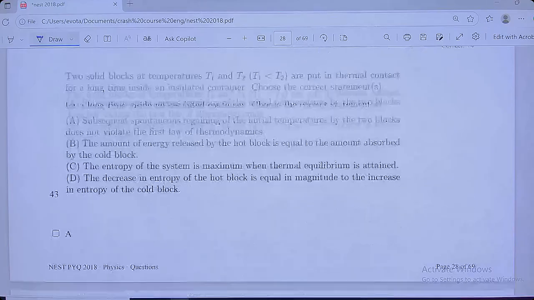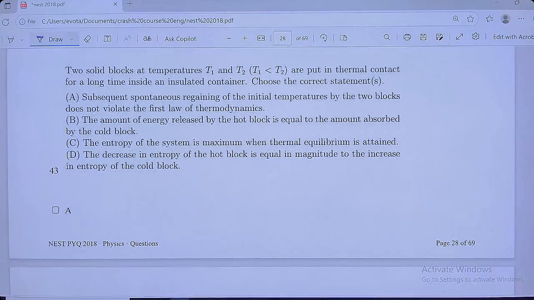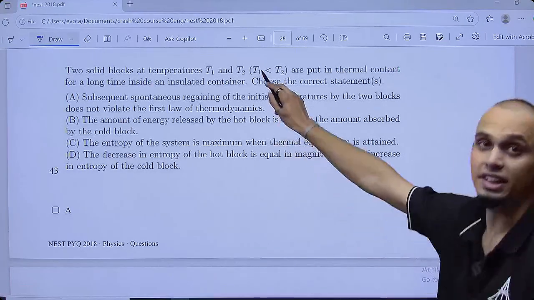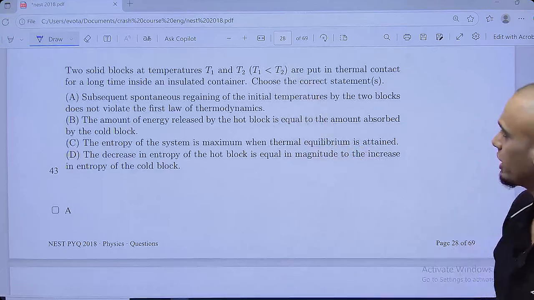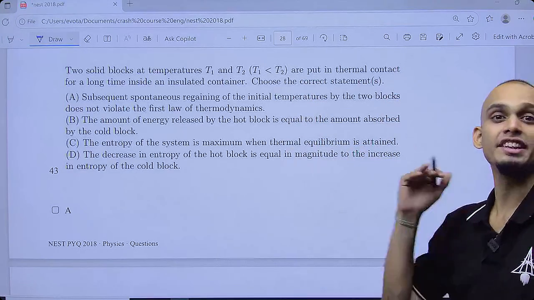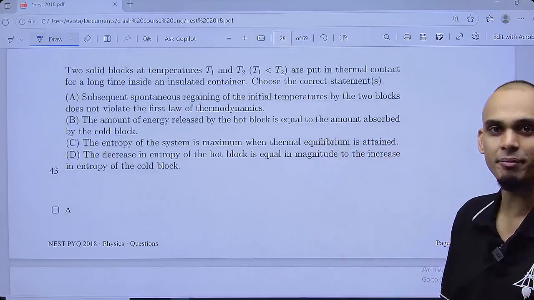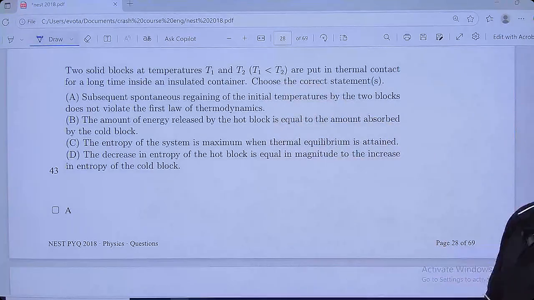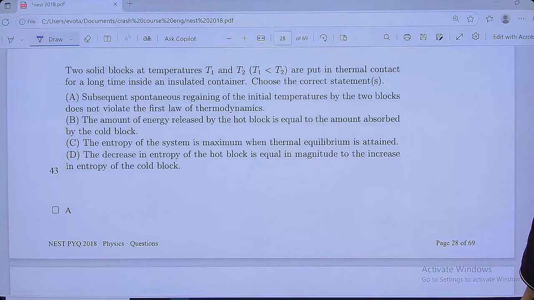In the next question, we have two solid blocks at temperatures T1 and T2. T1 is colder and T2 is hotter given to us. If they are placed in contact, after a long time, they will attain thermal equilibrium. We can't comment on thermodynamic equilibrium, but they will surely attain thermal equilibrium. Right, let's check the correct options now.